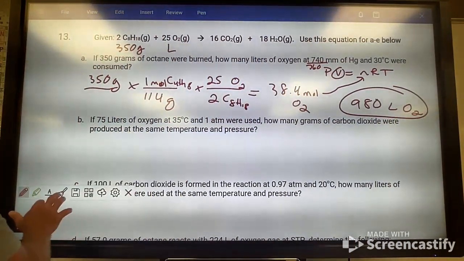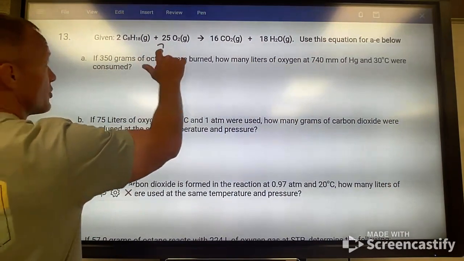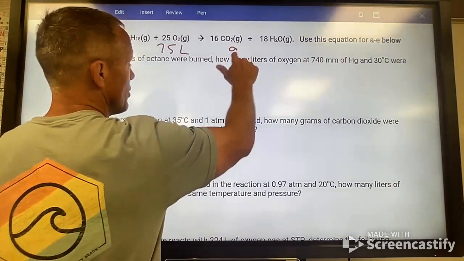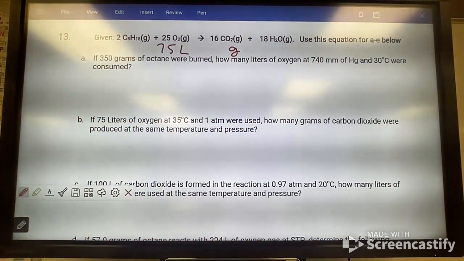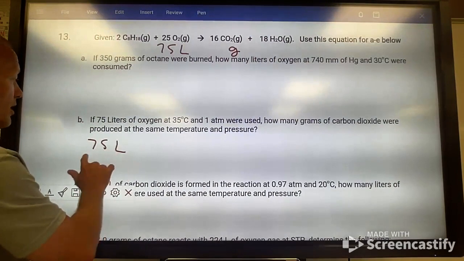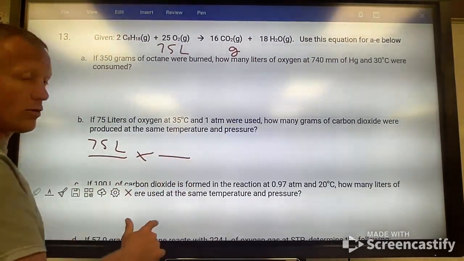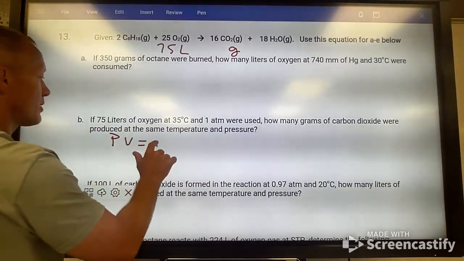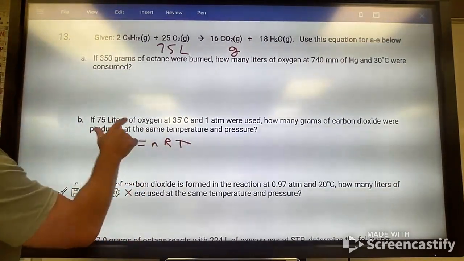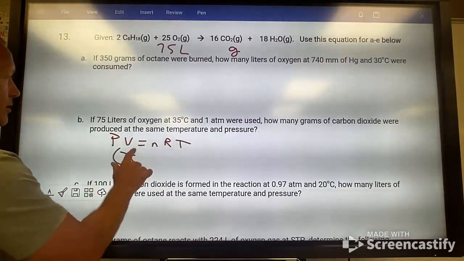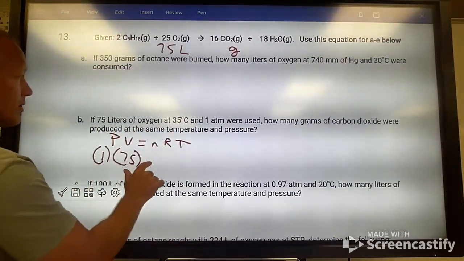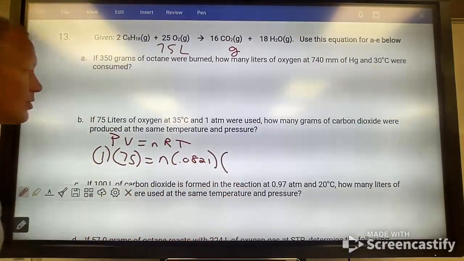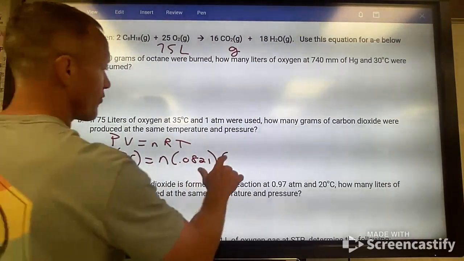Next one here is telling you have 75 liters of oxygen available to burn. How many grams of carbon dioxide could be made? So if we started with 75 liters, I immediately would want to go 22.4 liters equals a mole. I can't do that because you're not at STP. So you're going to start with PV = nRT. Plug in 75 liters, plug in your pressure, which is 1 atmosphere, and solve for moles. R is 0.0821, and temperature 273 plus 35 would be 308.